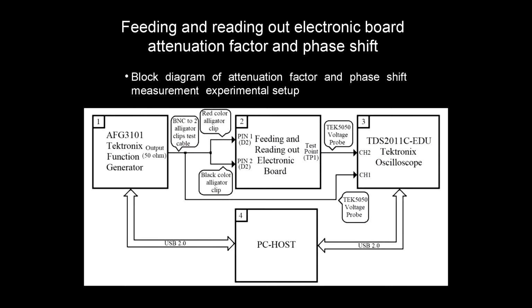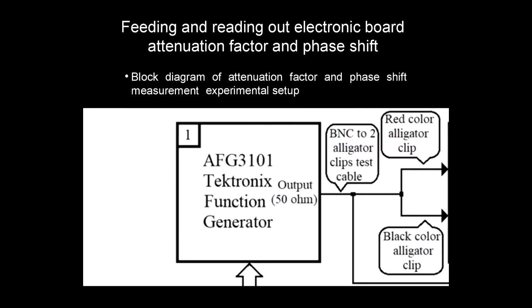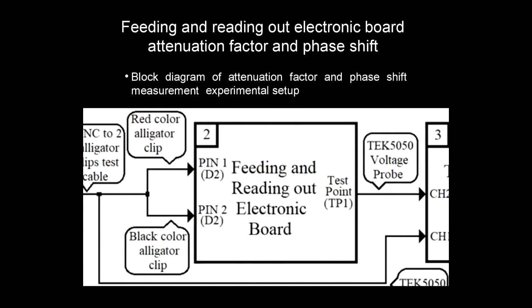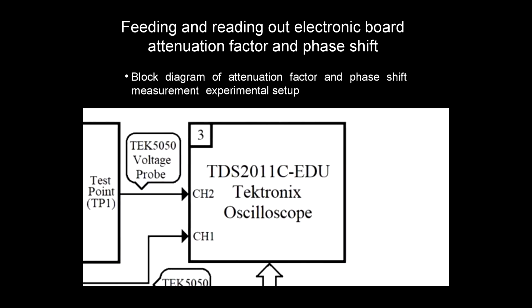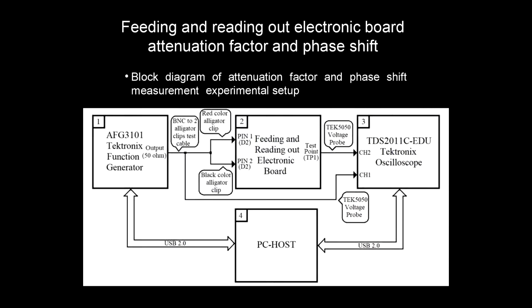It has 4 items as follows. Tektronix function generator, as represented in block 1. Feeding and reading out electronic board, as represented in block 2. Tektronix oscilloscope, as represented in block 3. PC host with LabVIEW 2014, as represented in block 4. The paper contains all details like design, assembly, connections, and process of measurement.